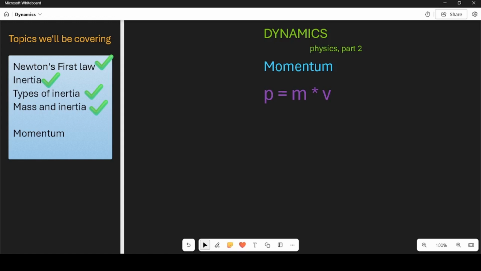Units of momentum. The CGS unit of momentum is 1 gram centimeter per second, and the SI unit of momentum is 1 kg meter per second.